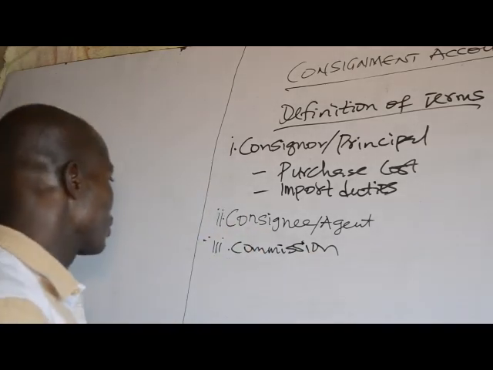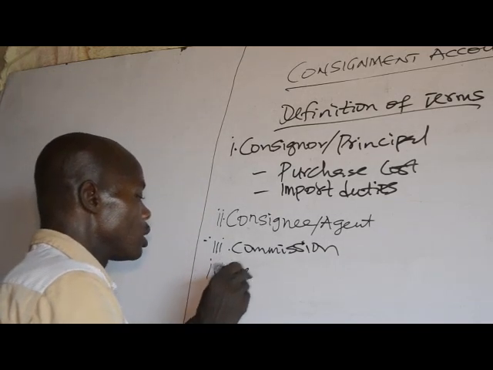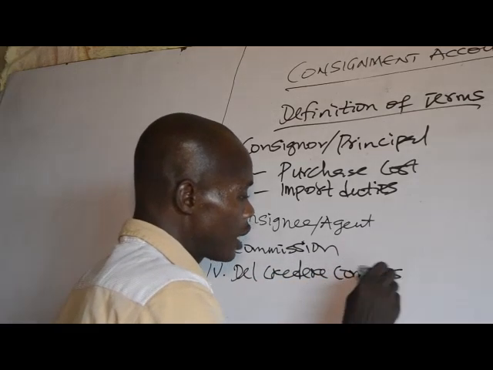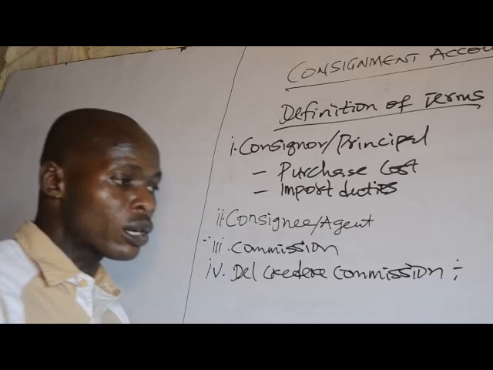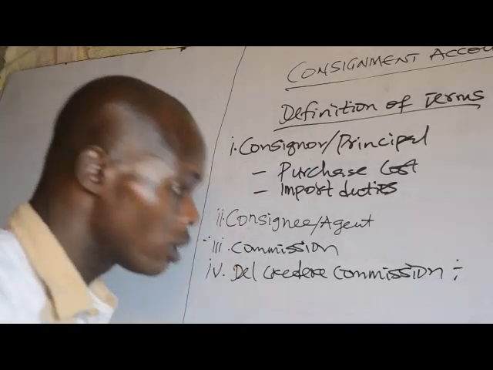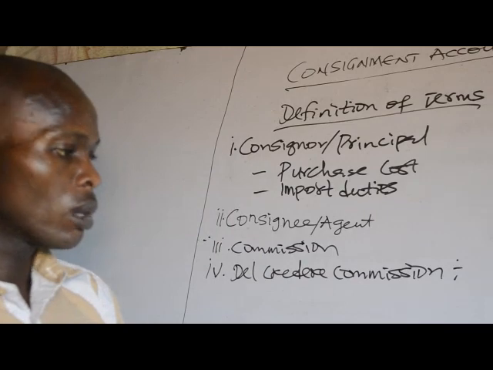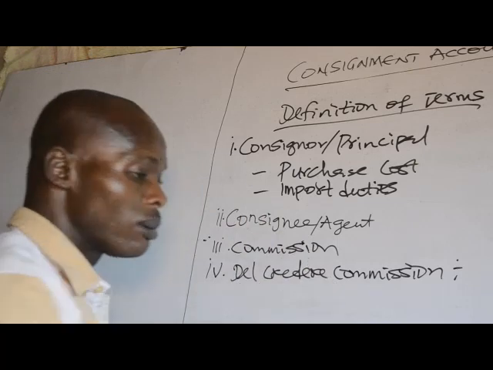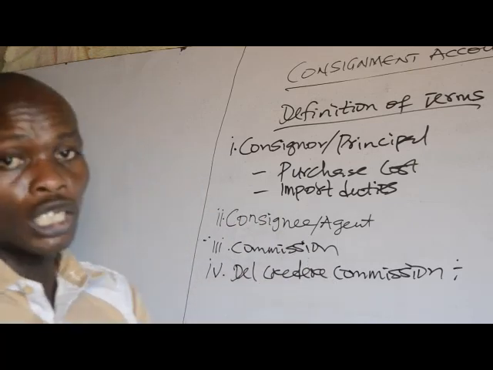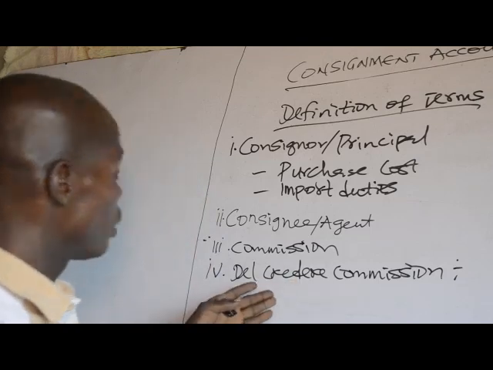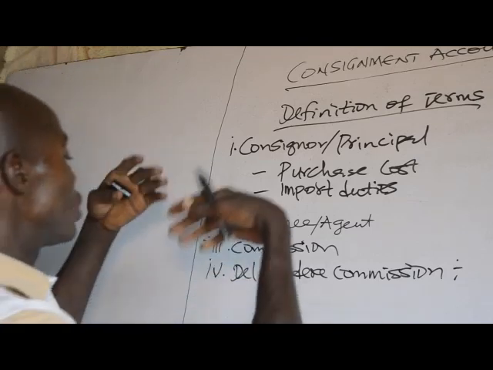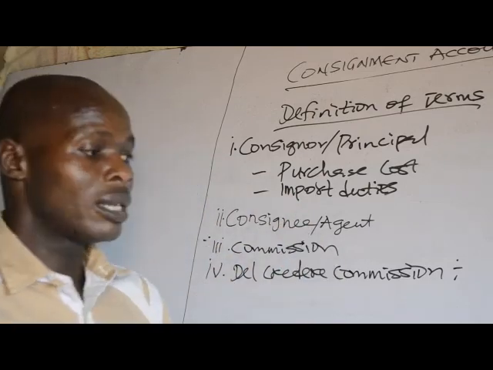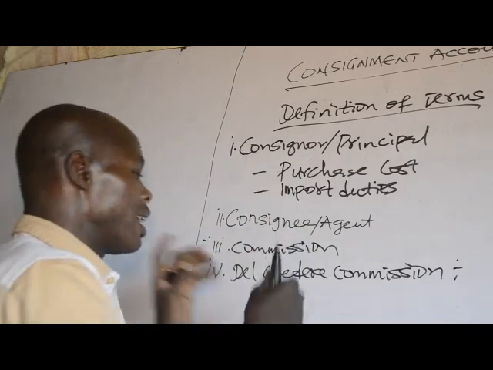Then we also have del credere commission. Del credere commission is the additional commission given to an agent who agreed to bear any burdens that arise from the sales made by him. The additional or extra commission given to an agent who agreed to indemnify the principal from the burdens that arise from the sales made by him.